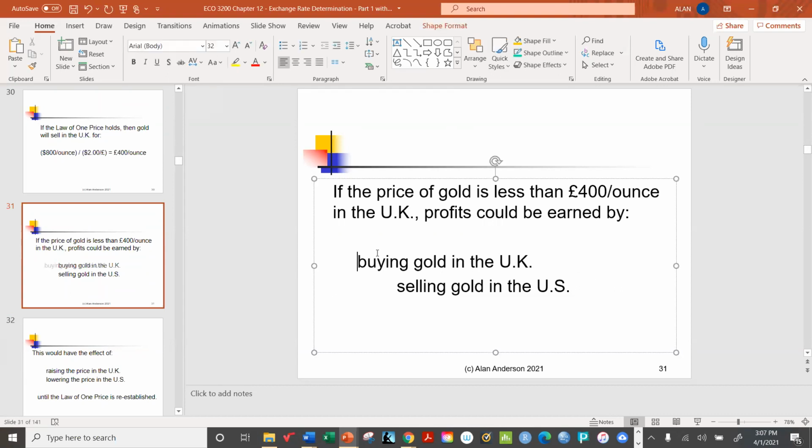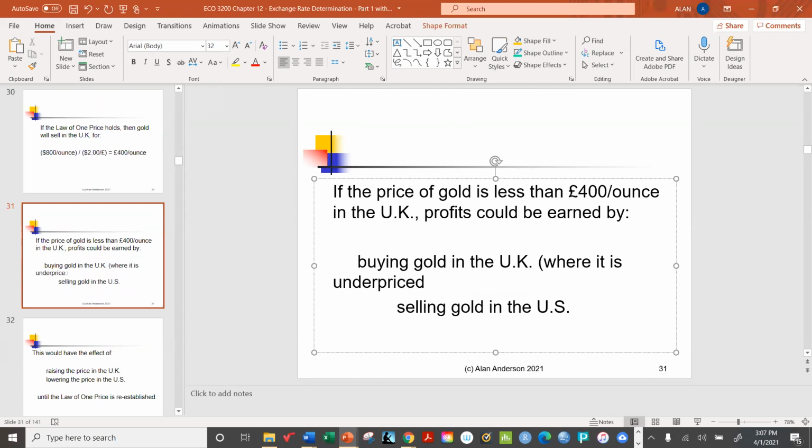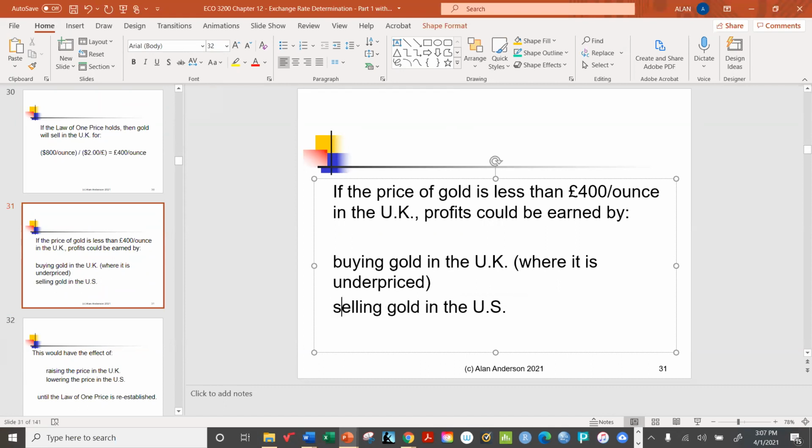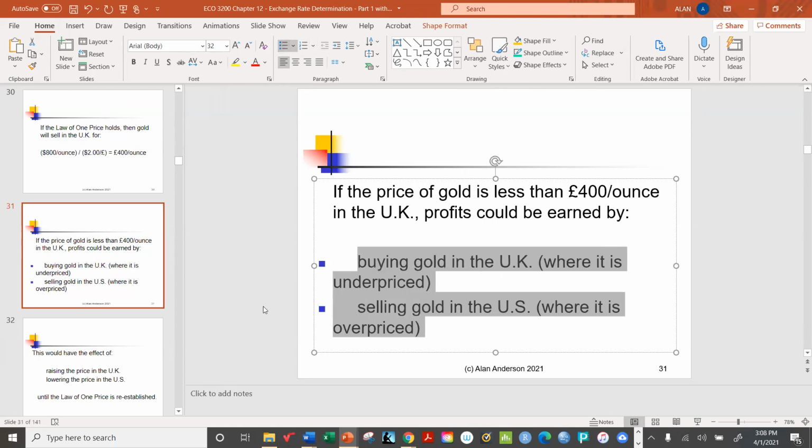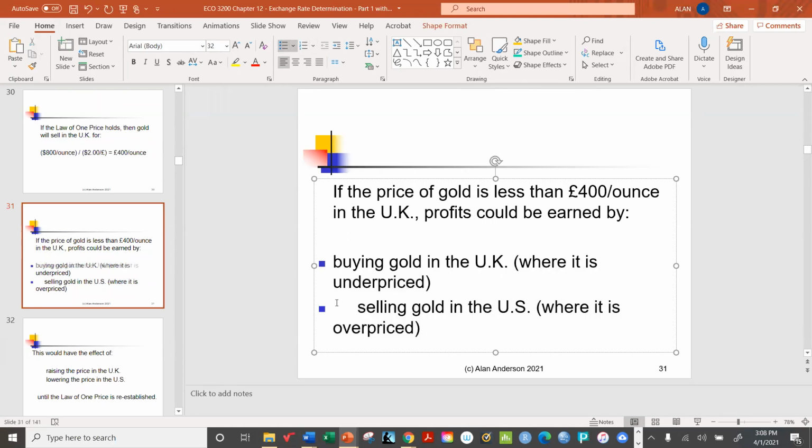In fact, let me sneak that in here. And then, of course, we'll sell gold in the US where it is overpriced. Remember, the logic behind any arbitrage is that you want to buy a product where it is underpriced or undervalued and sell it where it is overvalued. That's how you make your money.